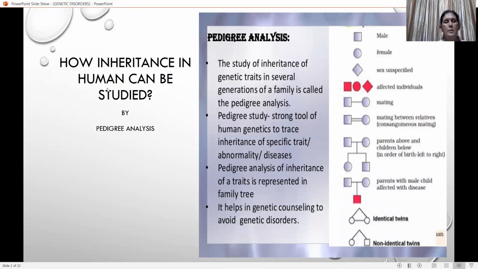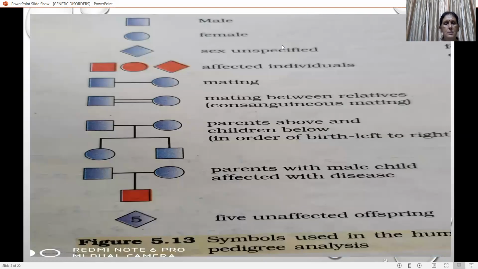So here, how inheritance in human beings can be studied. A particular character that is inherited by human beings can be studied by pedigree analysis. So here, you see the chart. Here some blocks, circles, and squares are given.